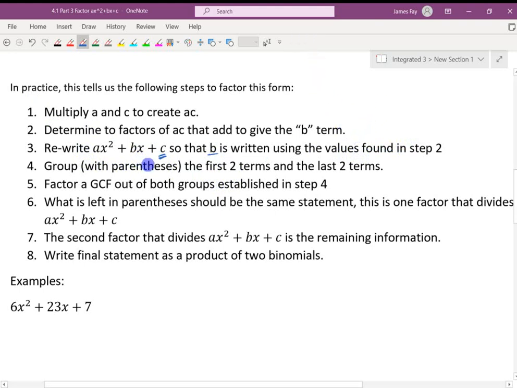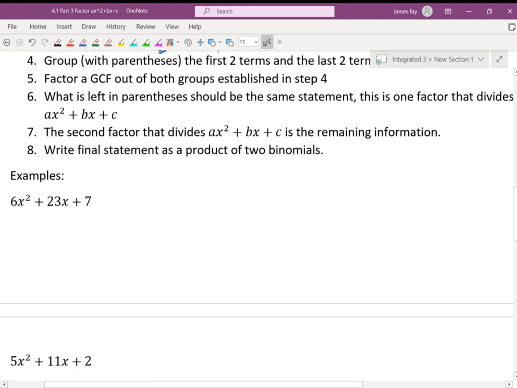You're going to group things. You'll group the first 2 items in your list, because this will generate 4 terms. Line 3 here will generate 4 terms. You'll group the first 2 in one set of parentheses, and the last 2 in another set of parentheses. Then in each of those groups, you'll factor out a GCF. When that happens, what is left in parentheses should be the same. That ends up being one factor that divides the original quadratic. The second factor will be everything left over that is not in parentheses. Again, a lot of these steps will make more sense once you see a specific example. And then we'll write our final statement as a product of 2 binomials.